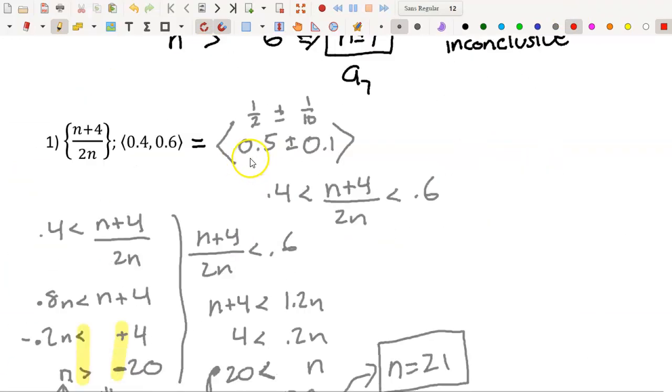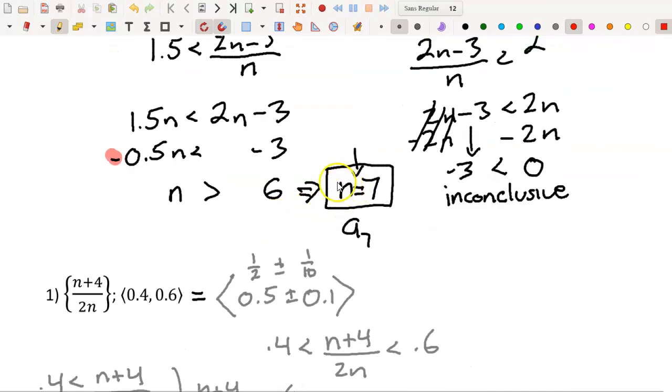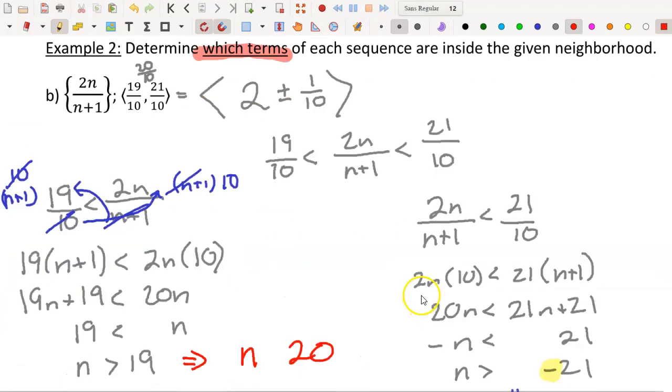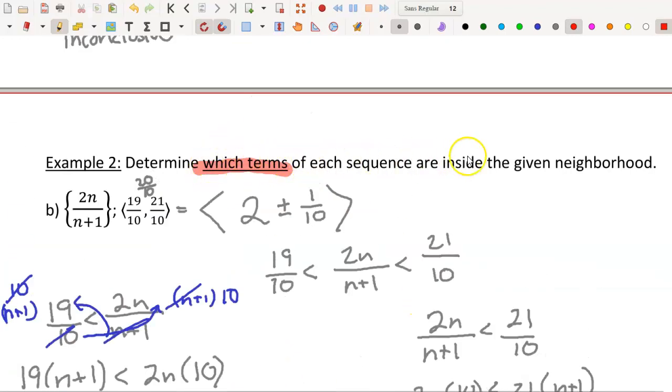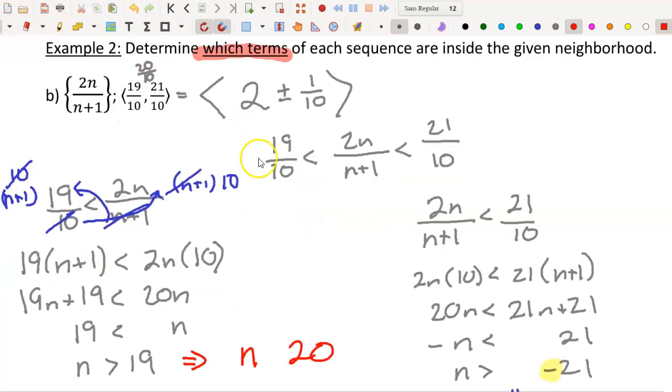Alright, this one said, what's the first term? So on the front, we were given the first term. 7 is when it enters the neighborhood. 21, first term is when it enters the neighborhood. This is saying which terms of each sequence are inside. So which terms? All of them are inside the neighborhood. Right? That's what it's asking.